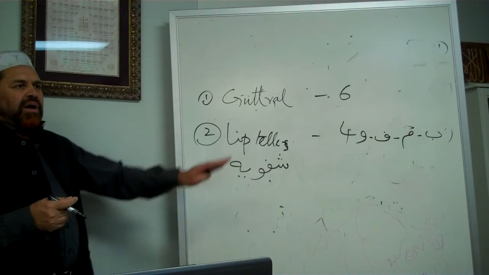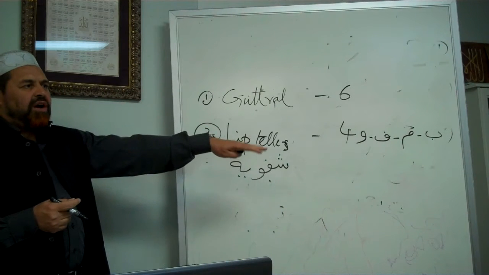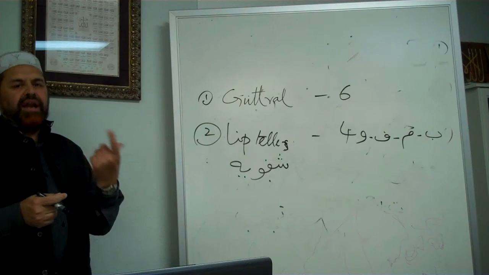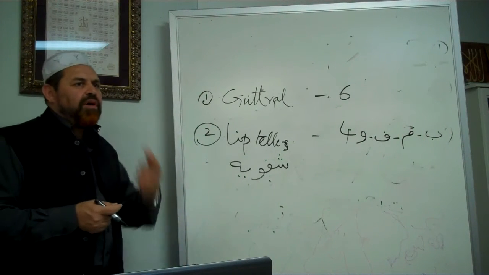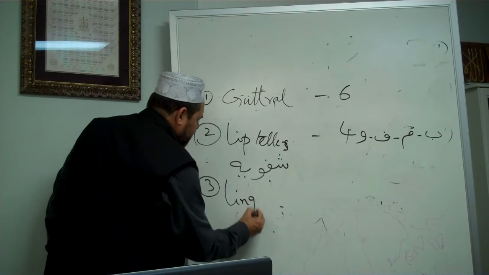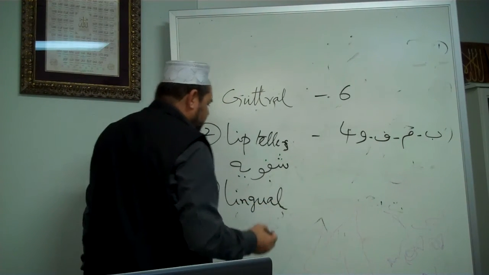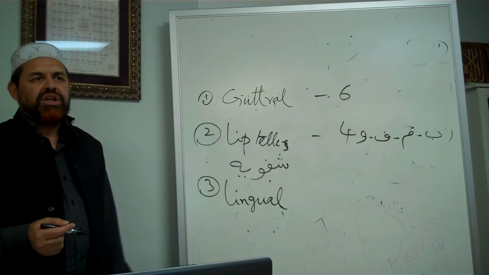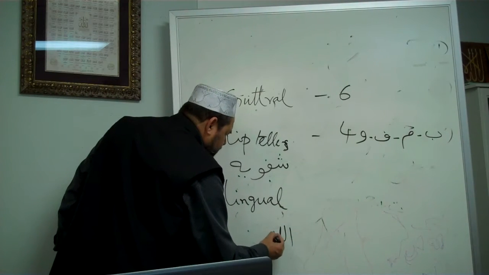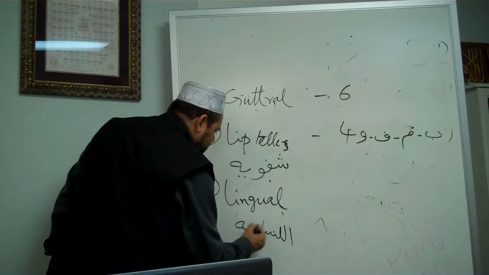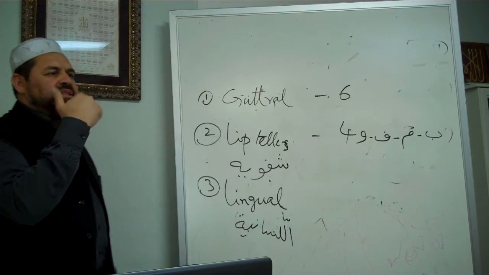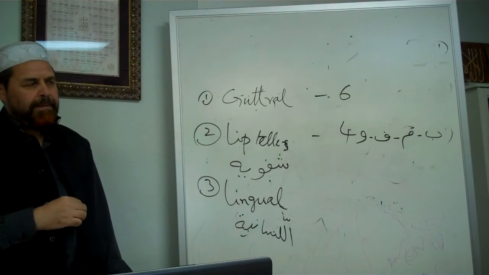The rest of them: if you deduct 10 out of 28, that is 18. So 18 are called lingual letters, lingual because they are coming from your tongue. So third is lingual letters. They are known as al-lisani, or lisaniya, because lisan is tongue in Arabic.